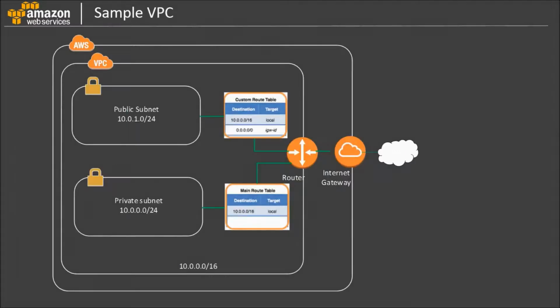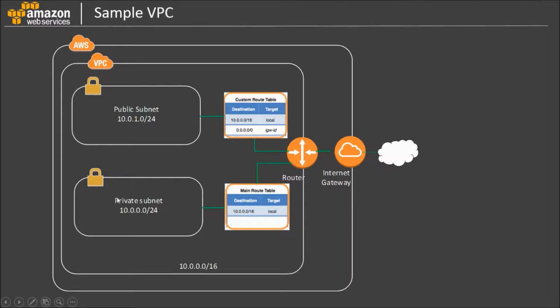Before we go further, let's take a pause and take a look at a sample VPC. In this diagram, we have a VPC with CIDR block 10.0.0.0/16. It has two subnets, one public subnet and one private subnet. If a subnet's traffic is routed to an internet gateway, the subnet is known as public subnet. In this case, the private subnet only has one route, which is to its local traffic.